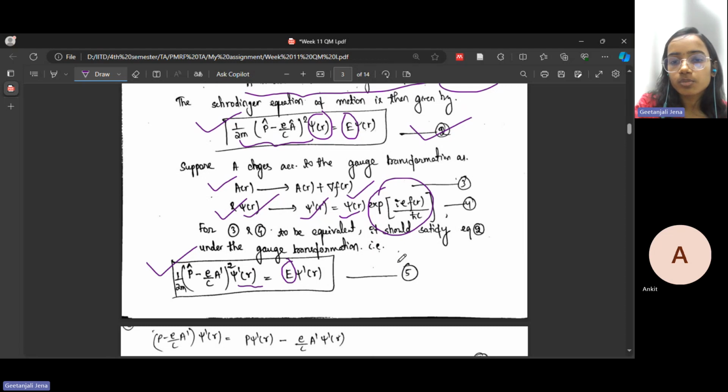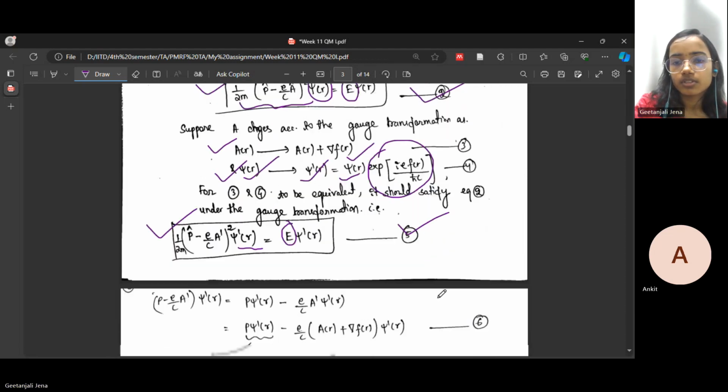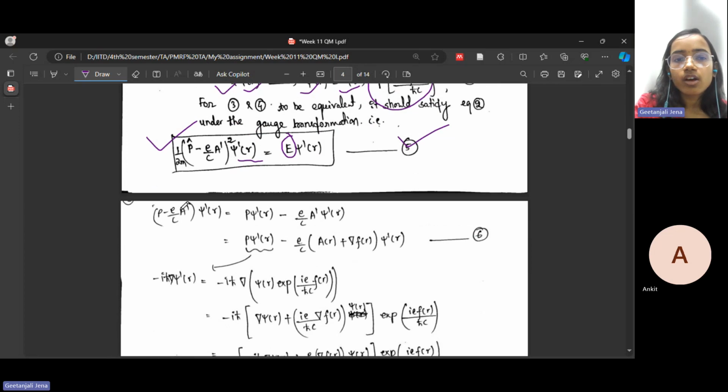So now let us prove equation 5. Let us see the left hand side. The left hand side is (p minus e by c A prime) whole square. Let us take the first one without the square: p minus e by c A prime acting on psi prime of r. Now you can use the linearity property of the operators p and e by c A prime, so you can easily write this as this combination.